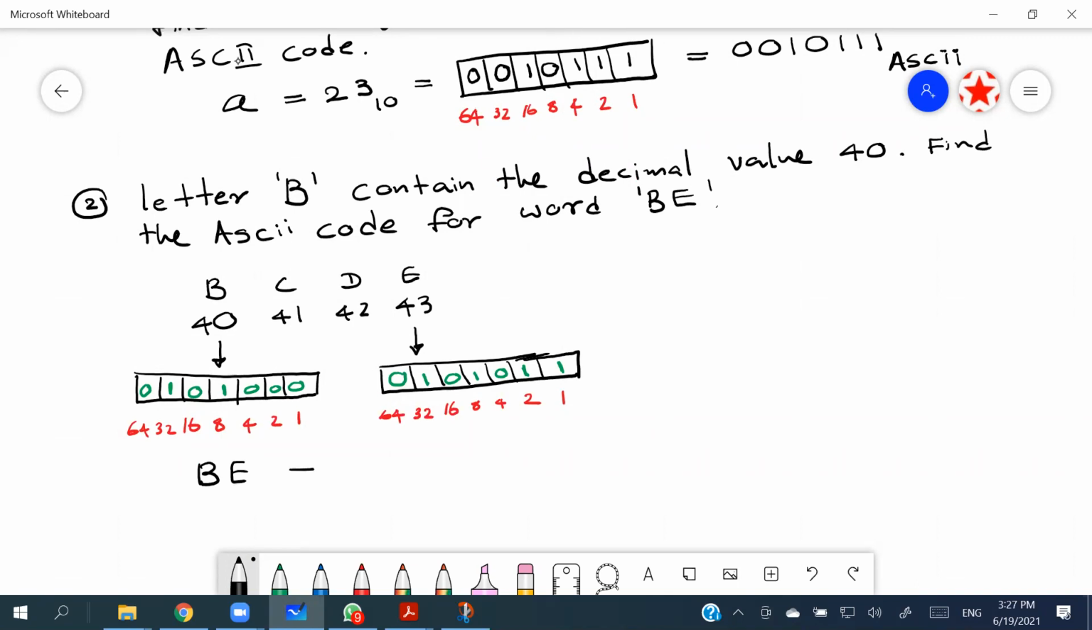So the word BE can be represented as 0101000 and 0101011. This is the ASCII. Understood, confirm. Tisandra, did you find your error? Right. Okay, so write it down, people. So if the question comes like this, this is the way that you are going to figure it out. Right? Very easy and very logical.